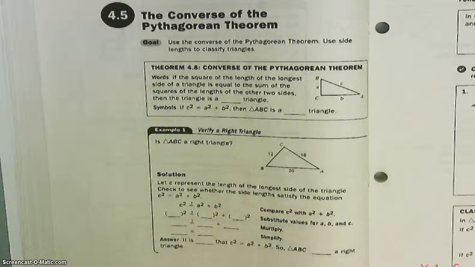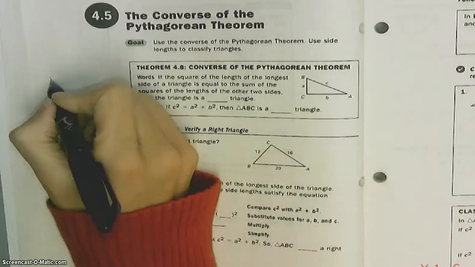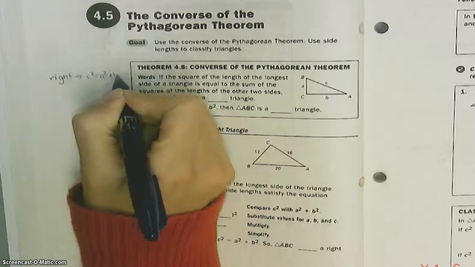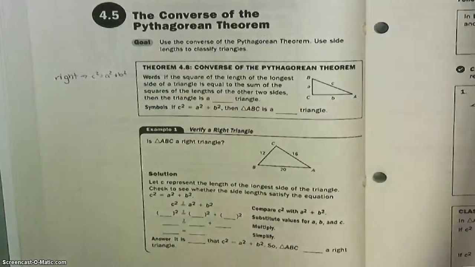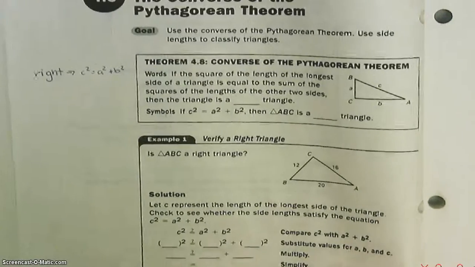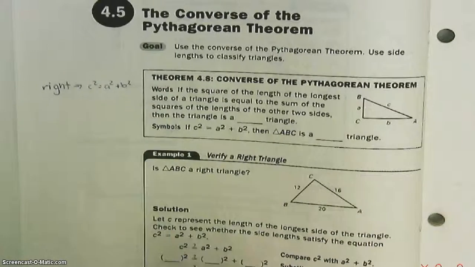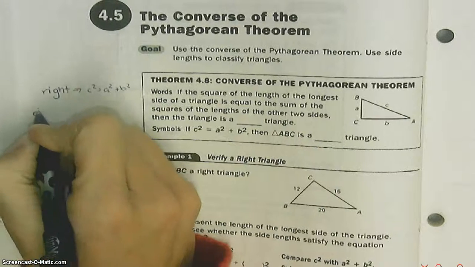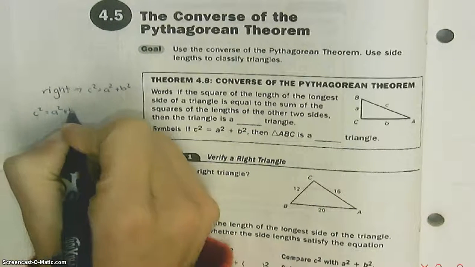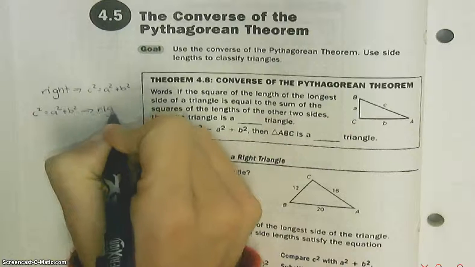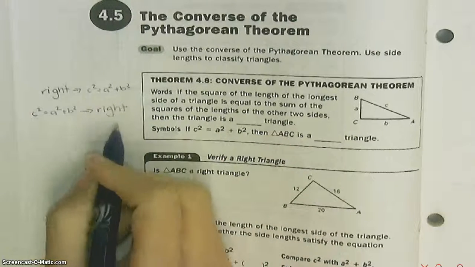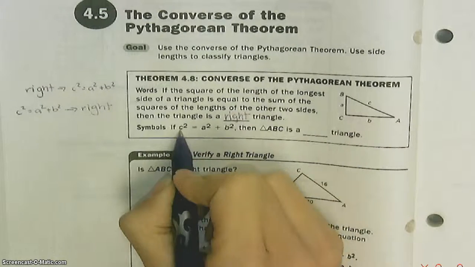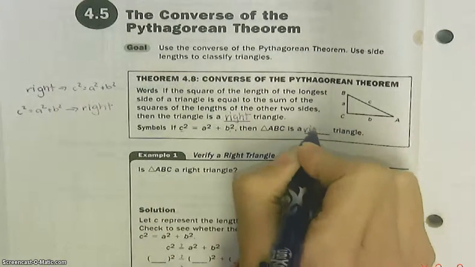In the last lesson, we talked about the Pythagorean Theorem, which said if you have a right triangle, then you can do c squared equals a squared plus b squared. Well, today we're doing the converse. And the converse, if you remember from a few lessons ago, flips this. So today we're going to say if c squared equals a squared plus b squared, then you have a right triangle. So we're going to determine if the triangle is right or not. If this is true, it has to be a right triangle.